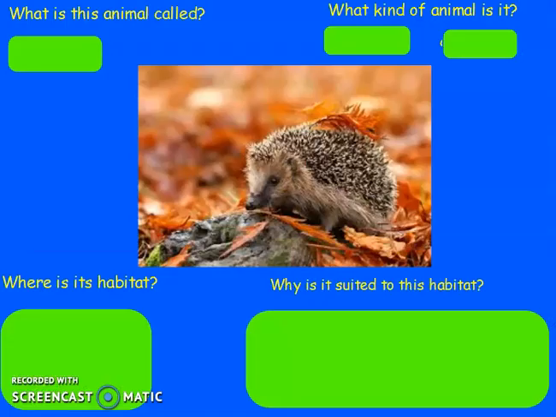Let's have a look at an example of an animal. Very cute one, I must say. Do you know what this animal is called? What kind of animal is it? Where do you think it lives? What's its habitat and why is it suited to living there?